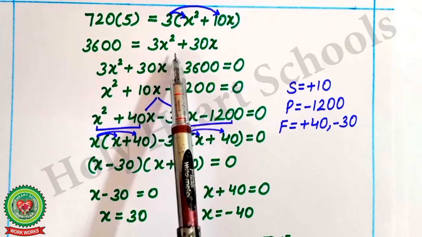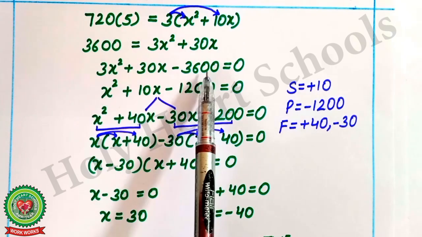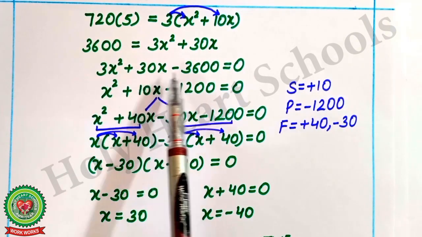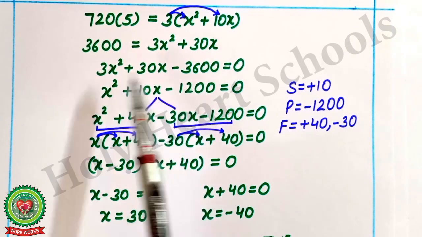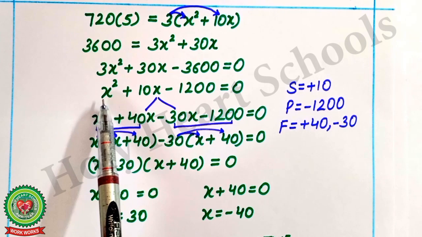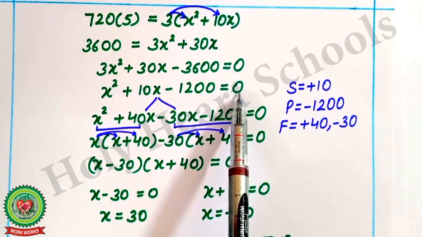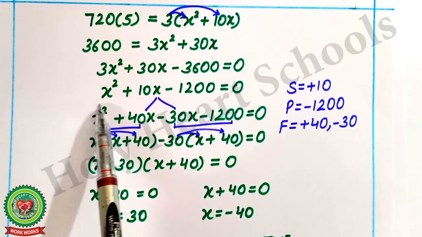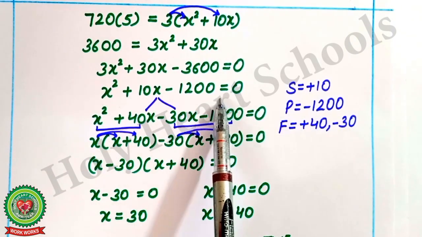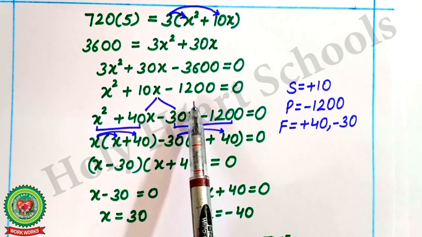Now collect all the terms. 3x square plus 30x minus 3600 equals 0. From here all will come in the table of 3, so take 3 common, and the left equation is x square plus 10x minus 1200 equals 0. Now this is in the form of a quadratic equation. You can solve it by using the formula or by the factorization method.